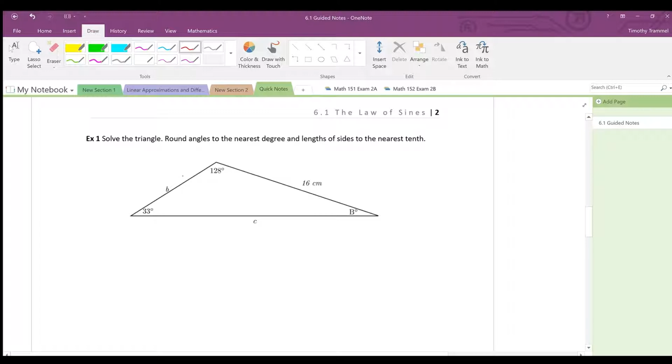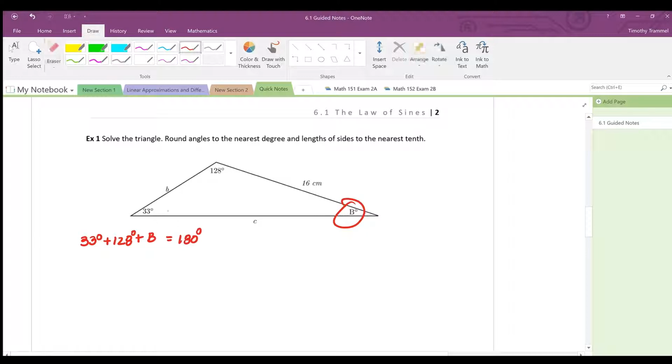And let's go ahead and start off with finding big B here. It's the only angle we're missing. And you might remember from geometry that the sum of all the angles in a triangle add up to 180. So we have 33 plus 128 plus B is equal to 180.